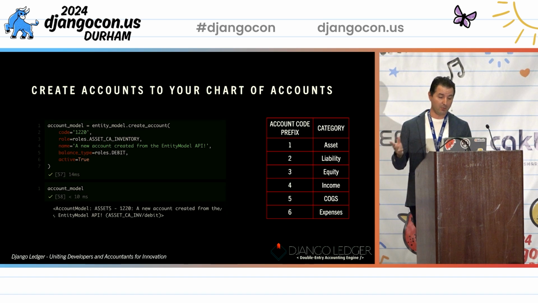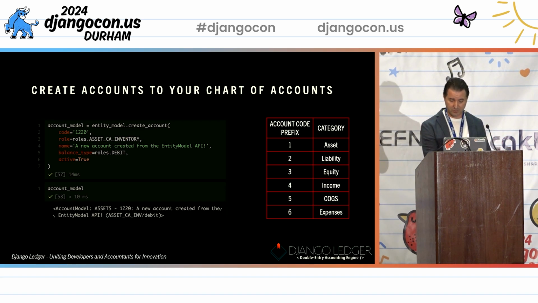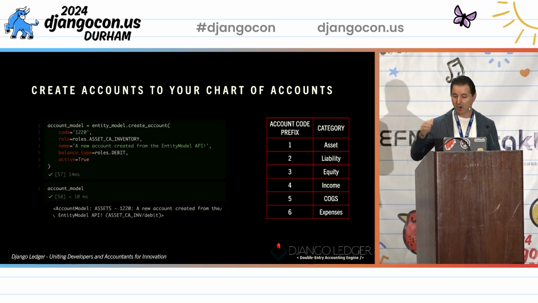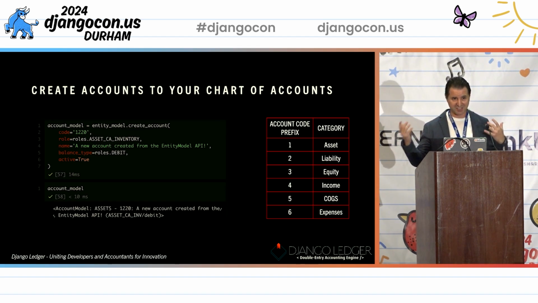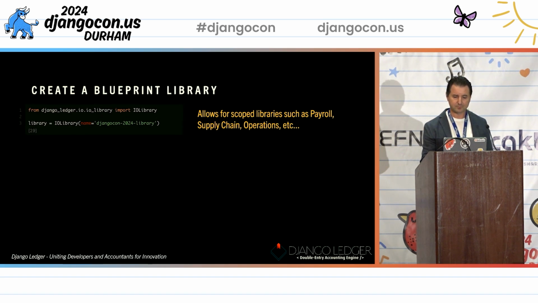You can create accounts, and this is another example of how Django Ledger lets you make better decisions. It validates the code before you actually put it in the database. There are certain accounting best practices that are followed, so you want to make sure that when you create the account, the account makes sense for accountants as well.